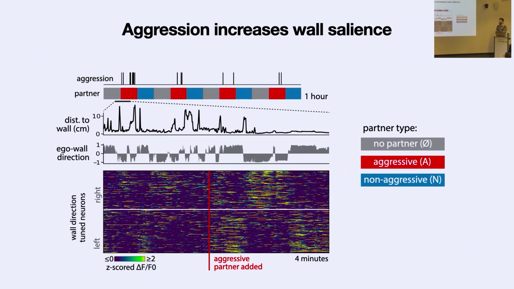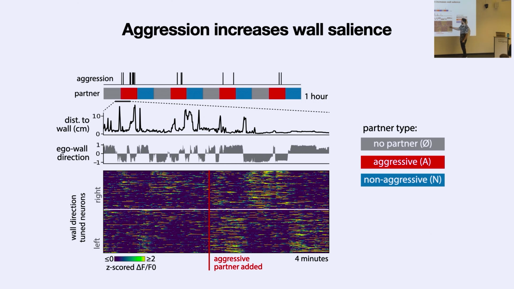You can also see this if you do perturbations that actively change the relevance of the wall. So one thing we noticed and then followed up with targeted experiments is that when the mouse gets attacked by another mouse, it sort of adheres closer to the wall after being attacked, as a kind of classic anxiety response.